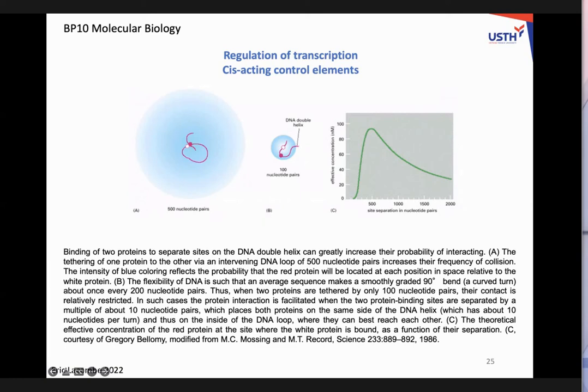Modelization. So I make a little summary. It is a modelization of the relation of the possibility, the probability of two proteins to interact with each other according to the distance that they are separated when they are bound to DNA.